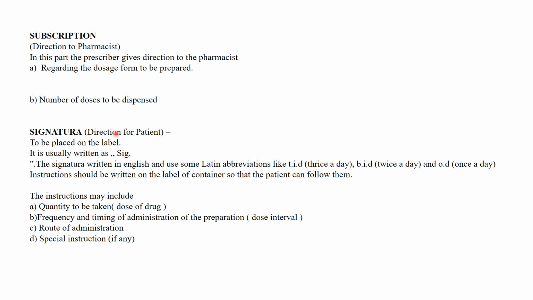Then moving to subscription. Subscription is the direction given to the pharmacist regarding what dosage form has to be prepared and how many doses have to be dispensed to the patient. Moving to signature. Signature is the direction to the patient regarding the quantity to be taken, frequency and time of administration of the preparation, route of administration and special instructions. The signature is generally written in English or Latin abbreviations like TID means thrice a day, BID means twice a day, OD means once a day.